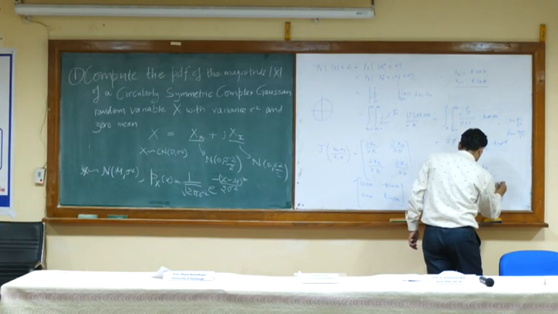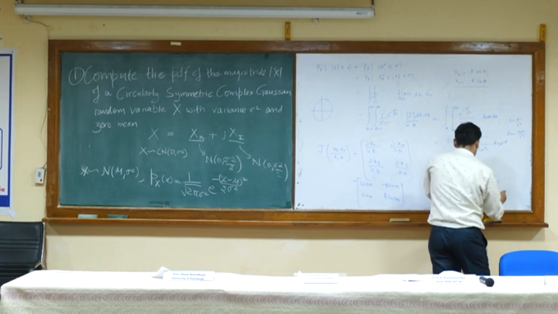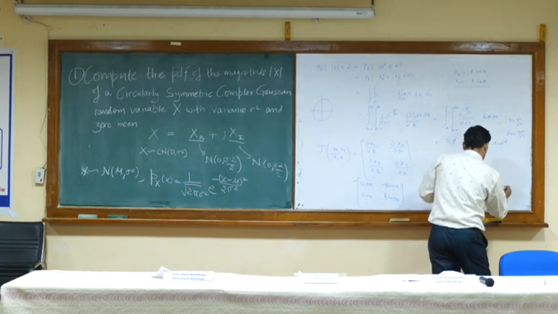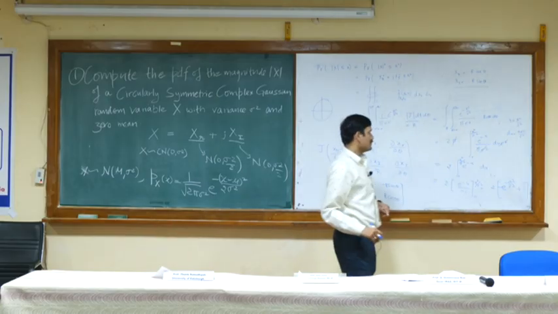So 2, and if I put 0 here, it will be minus e to the power minus A square divided by sigma square plus 1.